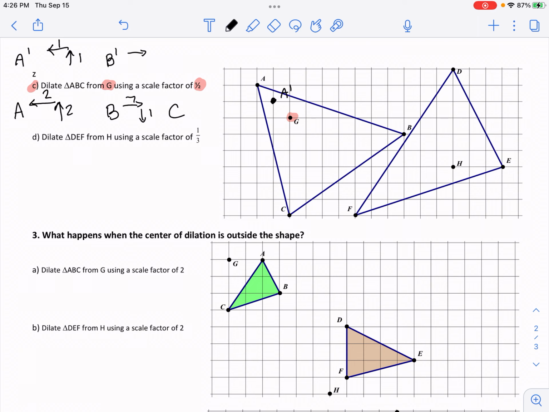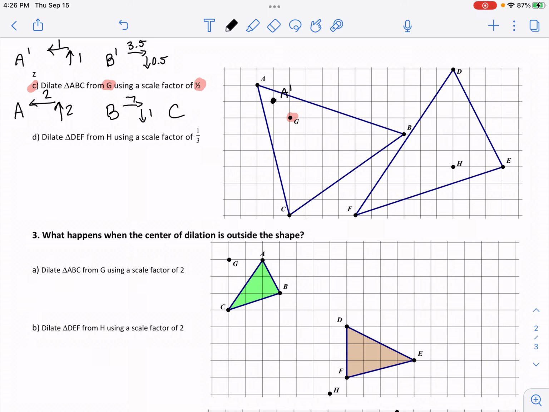Instead of going 7 right, half of 7, right? If you have $7 and you split that, the only way to split that would be $3.50. That's three and a half. And instead of going 1 down, divide that by 2, you're going to go a half down, 0.5. So let's be careful on how we graph this. It's not going to be on a grid mark. It's going to be in one of these squares within the grid.